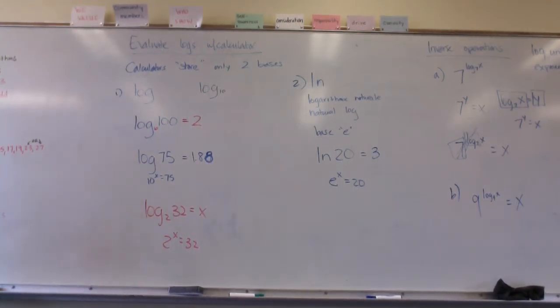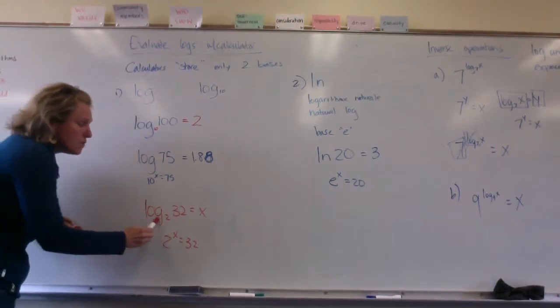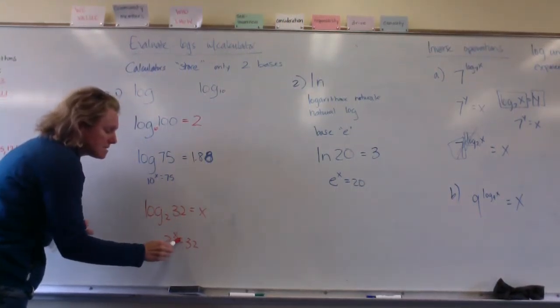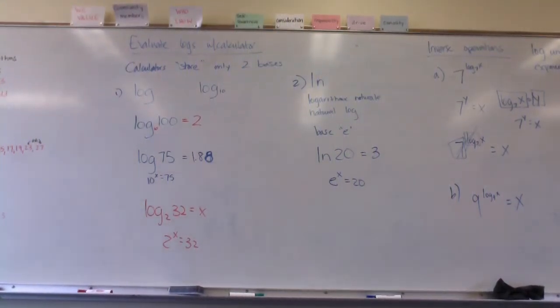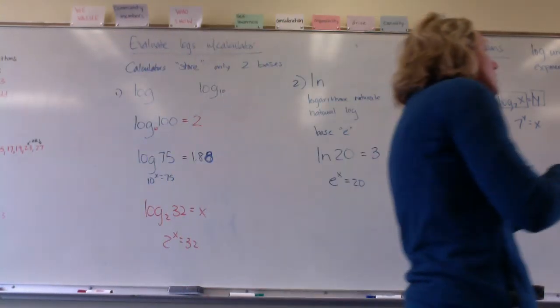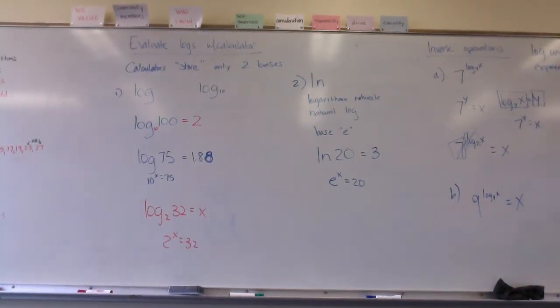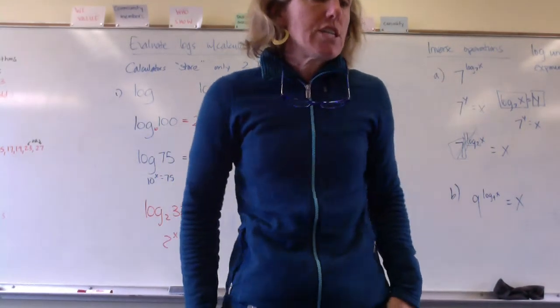And we know the answer to that. It's 5. So if you can rewrite a problem like this, then you can figure it out. Even if you had to use your calculator for trial and error, you could do it, right? 2 to the what equals 32. So if you remember the fundamental definition of logs, you're in great shape.